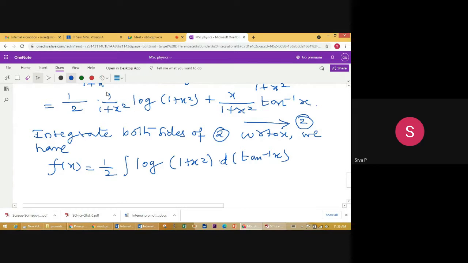In the integration, the 1 by 1 plus x square is there. This can be written as d of tan inverse of x, because d of tan inverse of x is 1 by 1 plus x square. Similarly, the second term is x by 1 plus x square. You are integrating with respect to x: integrate x by 1 plus x square, tan inverse of x, plus c.